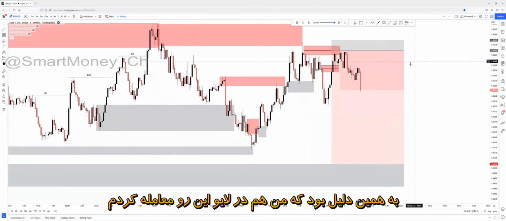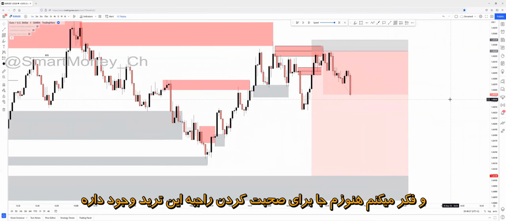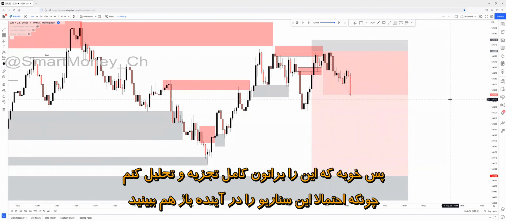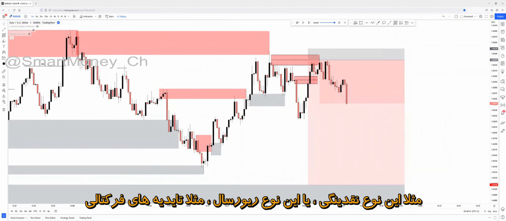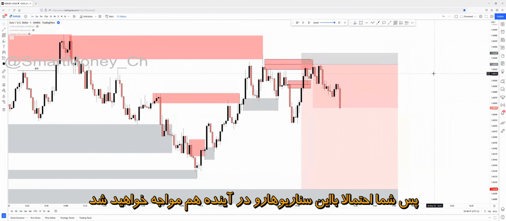That's why I took it in the live session too. And I believe it's still good to talk about this trade because, if I remember well, I haven't created any case study or recap video about this session. So it's nice to break it down for you guys, so that you will see this in the future too. For example, this liquidity type, this reversal type, these fractal confirmations. So you will meet these scenarios in the future too.